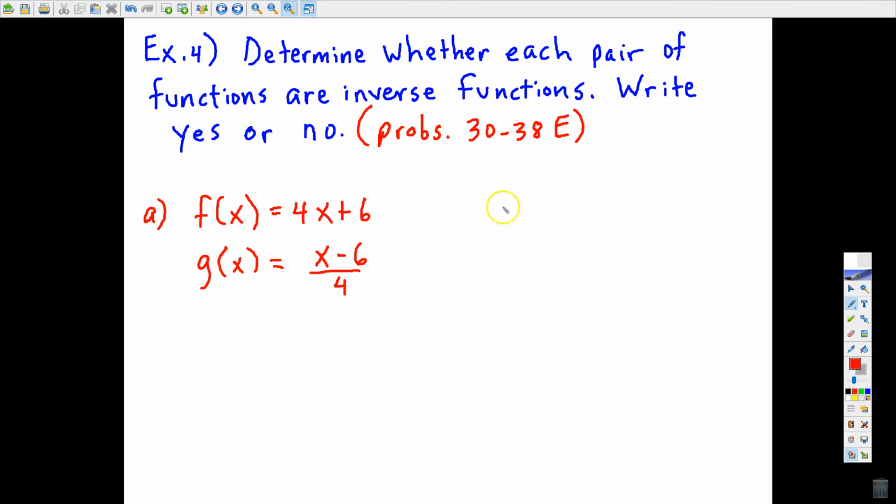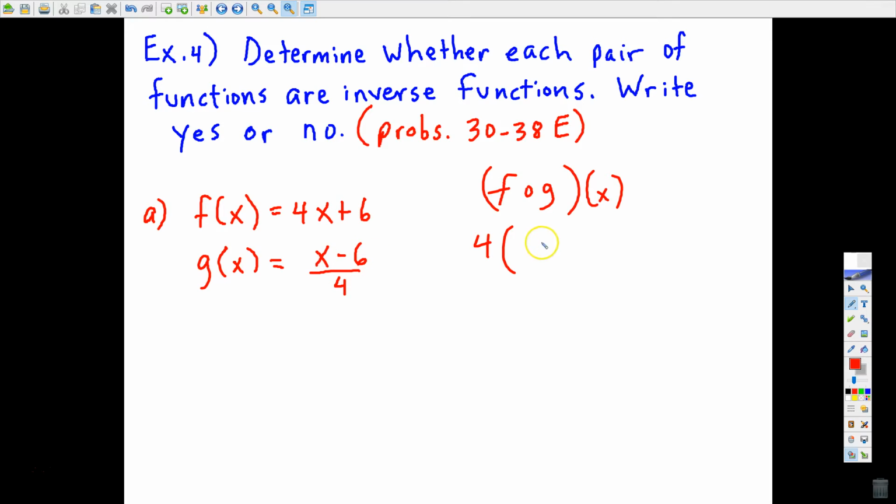So let me show you how this works. Here are my two functions. It doesn't really matter how you start. I'm going to do the composite f of g of x. That means take the g function, x minus 6 over 4, and put it in for x in the f function. And let's see what we get.